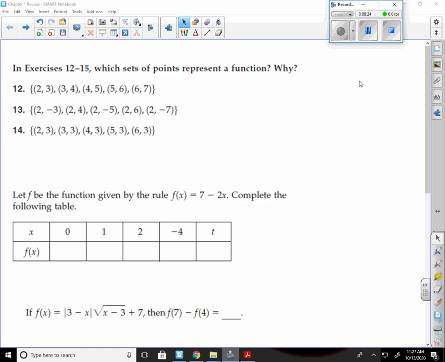If I look at question 12, I have (2, 3), (3, 4), (4, 5), (5, 6), and (6, 7). This would represent a function, and the reason for it is that the domain does not repeat. My x's don't repeat at all. So now I want you to do 13 and 14 and tell me whether those are a function or not. You will have at least one of those on the test.